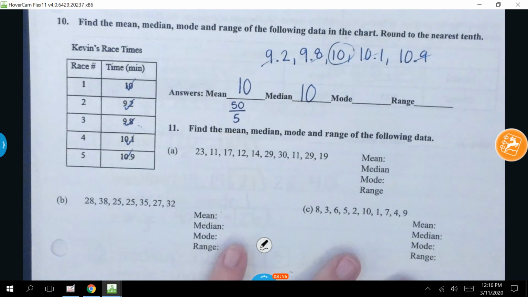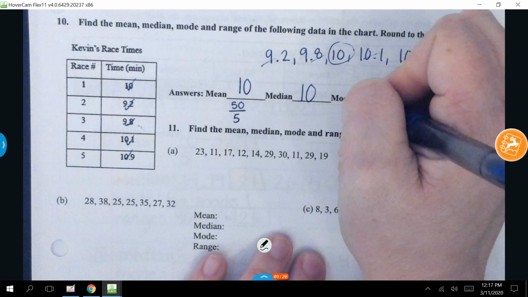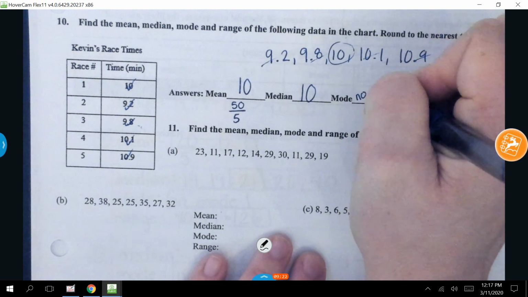All right, what's my mode? Raise your hand. What's my mode? What do you think, Gabby? What's my mode here? What number is there the most? None. All of the numbers are only there once. So I'm just going to write no mode.